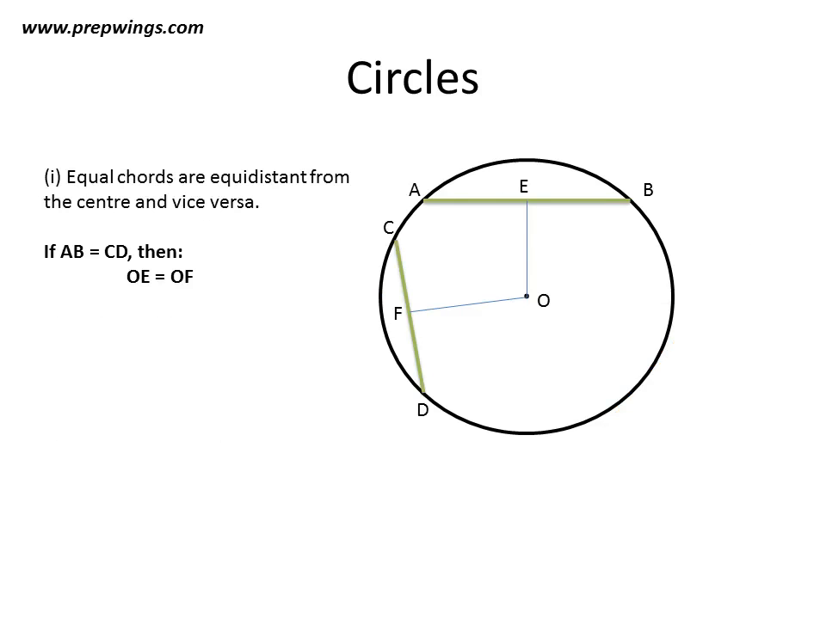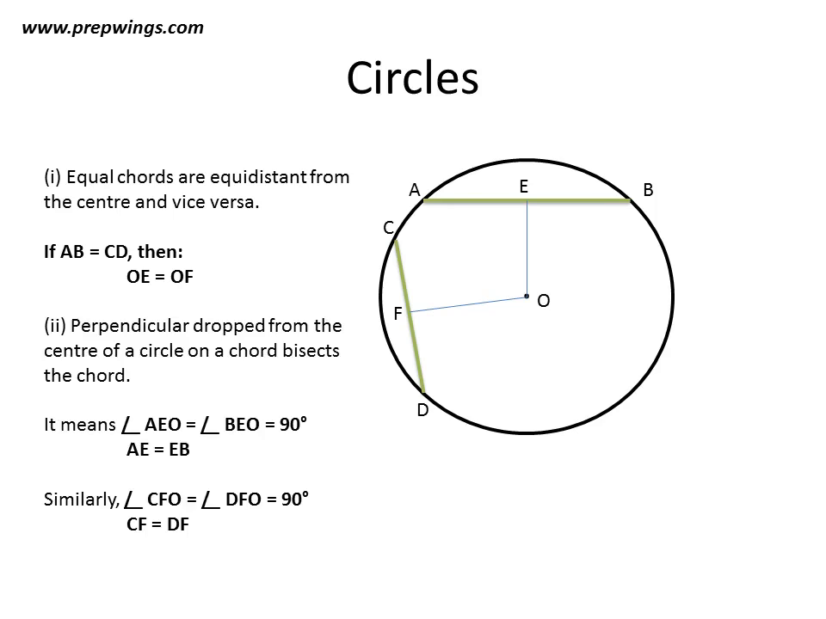Now we will look at a few things related to chords. The first thing is equal chords are equidistant from the center and vice versa. What it means is if AB is equal to CD, AB is a chord and CD is also a chord here, then OE is equal to OF. OE is the distance of AB from the center and OF is the distance of CD from the center. And vice versa is also true. It means if I have been given OE is equal to OF, then AB is equal to CD.